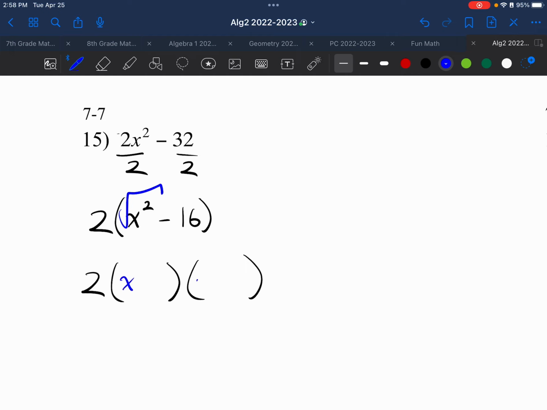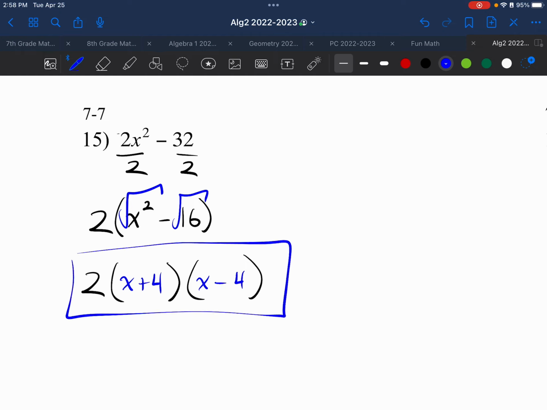I'm going to square root that. I'm going to get an x and an x. I'm going to square root 16 and get a 4 and a 4. One of them is a plus, one of them is a minus. Again, order doesn't matter, and I get my final answer. That one required a little bit of work, but still, I'm going to make that a 2-pointer.